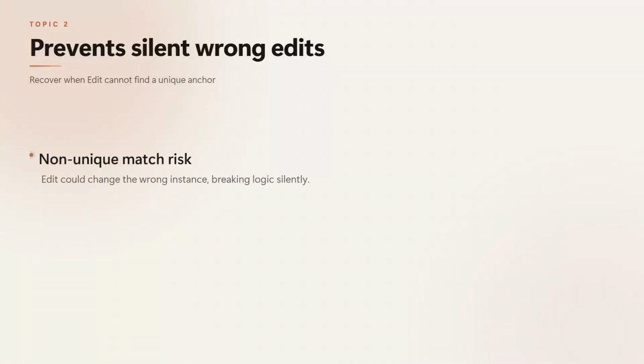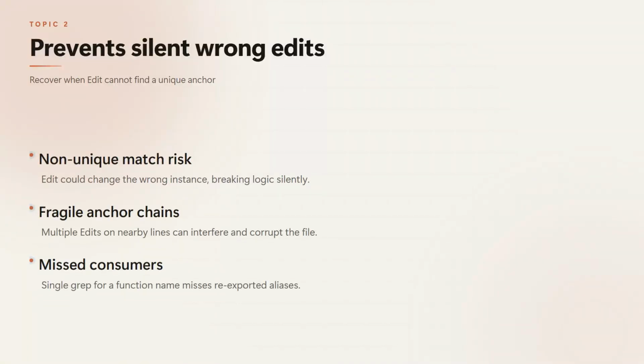Without this pattern, a non-unique edit either fails noisily or, worse, succeeds on the wrong match and introduces a bug that's hard to spot. In production, that means a config value changed in the wrong environment or a function refactor that misses half its callers. The cost is debugging sessions that start with "it works on my machine" and end with a rollback. The read plus write fallback prevents the fragile anchor problem where two edits on a JSON line step on each other, corrupting the file.